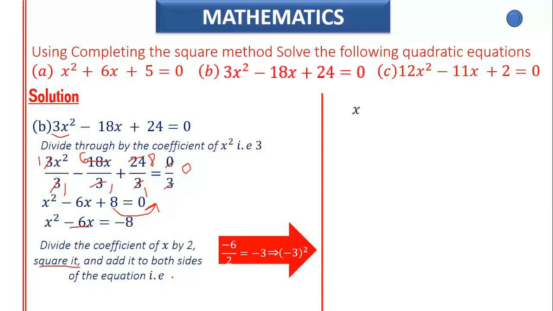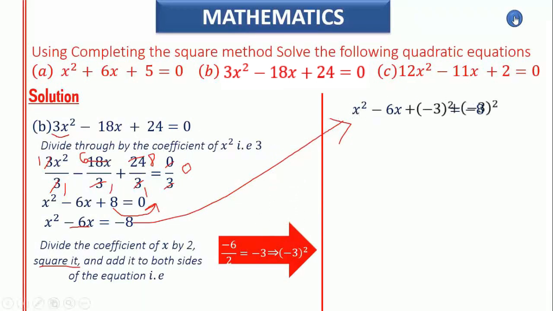This is our equation that we have moved to this place. That's the same equation. You can then add this to both sides. So if we are adding it to both sides, the minus 3 squared is added here, and the minus 3 squared is added here as well.